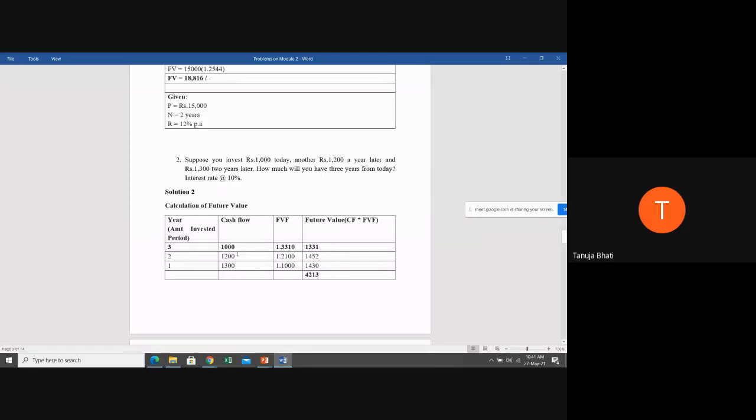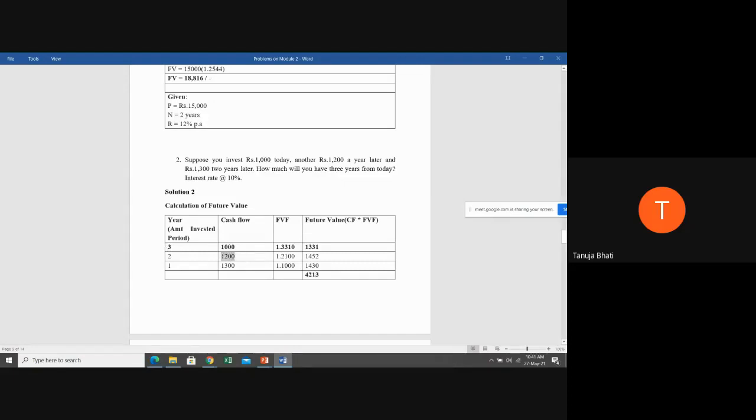So I told you all, consider each particular cash flow as an individual cash flow. So what is the cash flow here? In the first time it is 1,000, second time 1,200, third time 1,300. Now 1,000 is invested for how many periods? For 3 years, because you're investing it today and you want to know what is the value after 3 years. So obviously 1,000 you're investing for a period of 3 years.